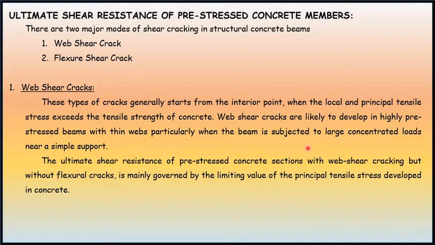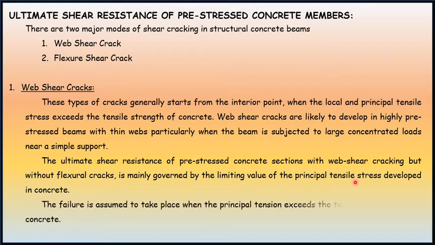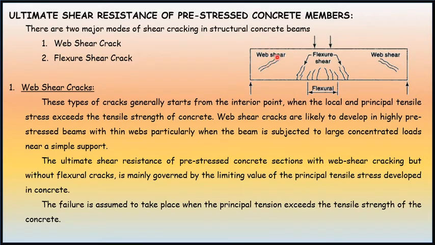The ultimate shear resistance of prestressed concrete sections with web shear cracking but without flexure cracks is mainly governed by the limiting value of the principal tensile stress developed in concrete. The failure is assumed to take place when the principal tension exceeds the tensile strength of the concrete. In this part of the figure we are able to see the web shears and flexure shears. The web shear starts from the interior point when local principal tensile stresses start exceeding the tensile strength of concrete. As we know, concrete is weak in tensile strength and strong in compression strength. So these are the more prominent cracks which may act always in concrete structures.